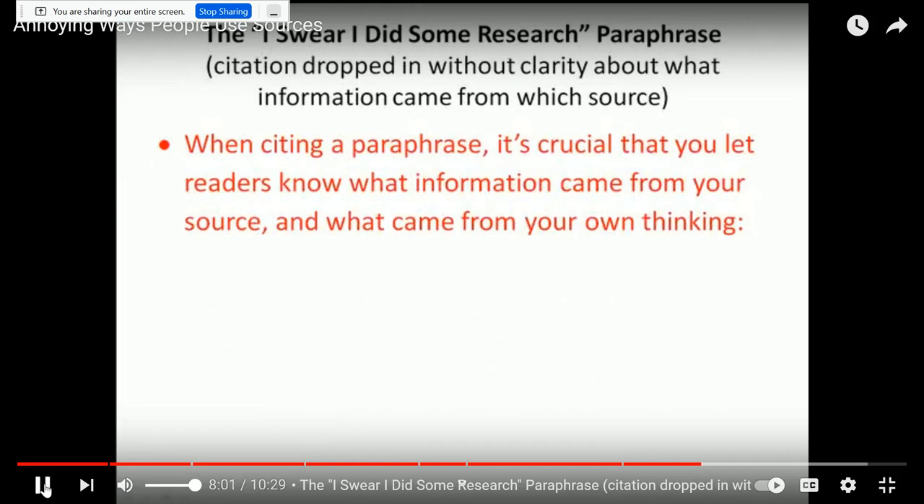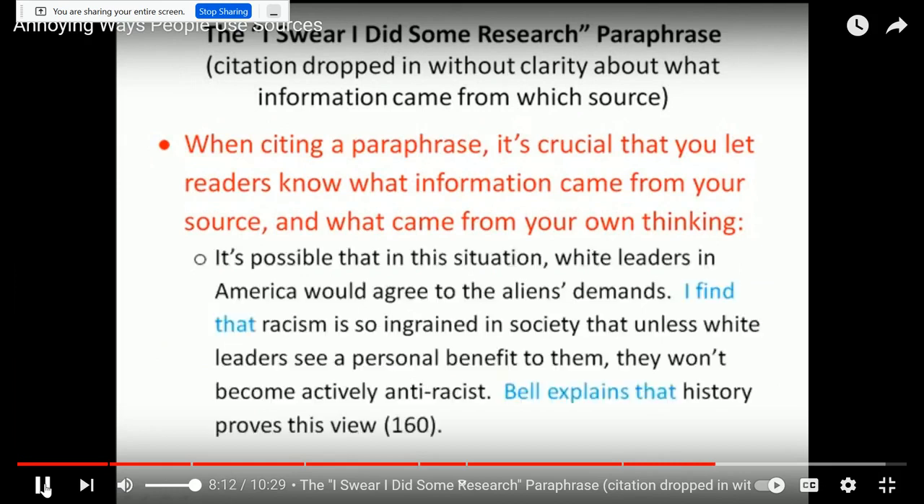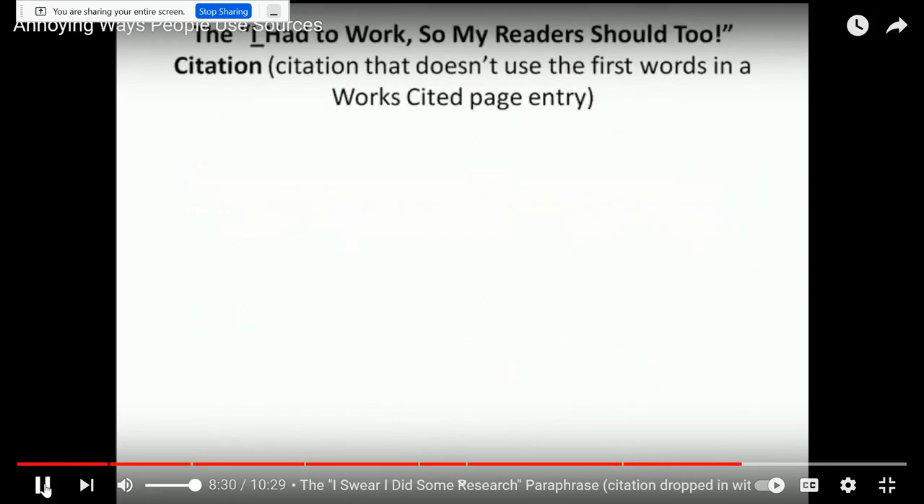When you're not using a quotation, in other words, it's crucial that you let your readers know what came from the source you're paraphrasing, and what came from yourself. Here's a way to do that. Two simple little additions. I added in "I find that," so that it's very clear that this sentence came from me, the writer. And then "Bell explains that," oh, now it's totally clear what came from him. It turns out it was only that third sentence. Who knew? I had no way of knowing before.